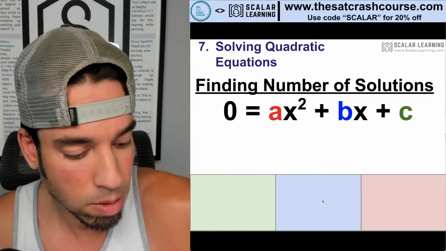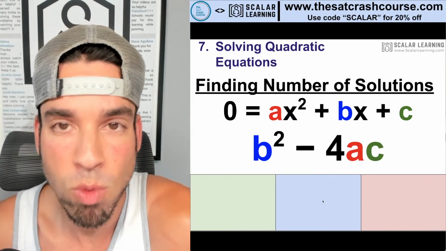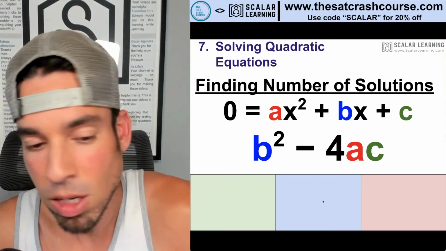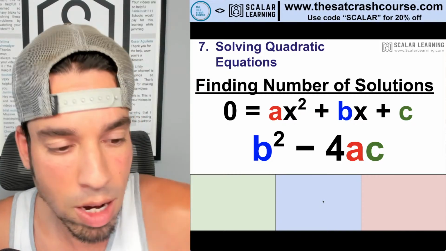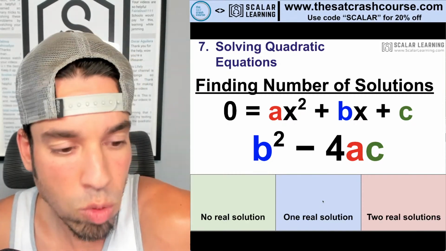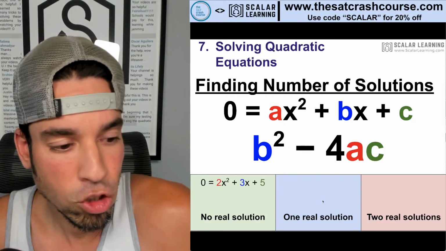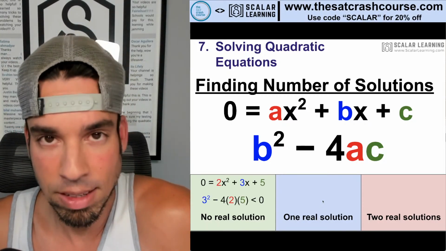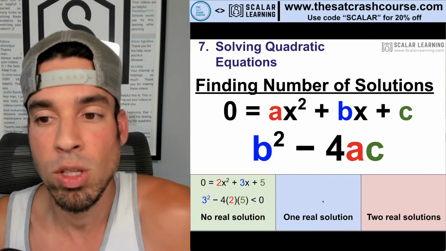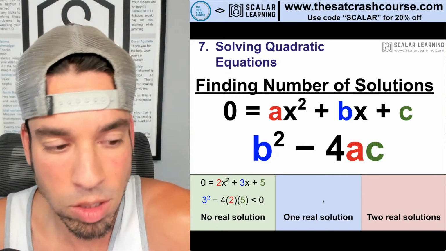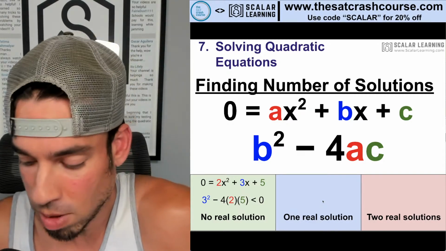So let's say we've got it set up in this nice format. What's the discriminant? It is b squared minus 4ac. Now, depending on the value of the discriminant, we know the nature of the solutions, meaning is there 1, 2, or none? So let's talk about this. No real solutions, or 0 real solutions, is when the discriminant is negative. That kind of makes sense if you think about where the discriminant is in the quadratic formula. It's under the radical. Can't take a square root of a negative if you want a real number, right?